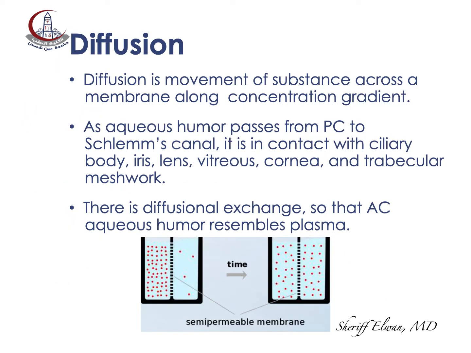Diffusion is the movement of a substance across a membrane along a concentration gradient. And as the aqueous passes from the posterior chamber to the Schlemm's canal, it is in contact with the ciliary body, iris, lens, vitreous, cornea, and trabecular meshwork, and there is diffusional exchange so that the anterior chamber aqueous humor resembles plasma.